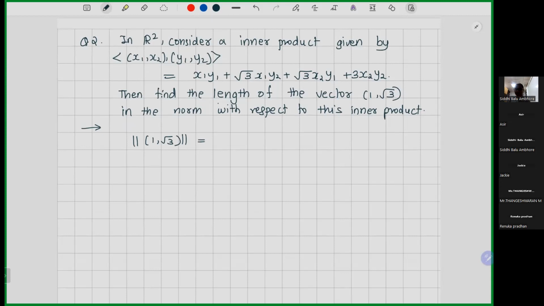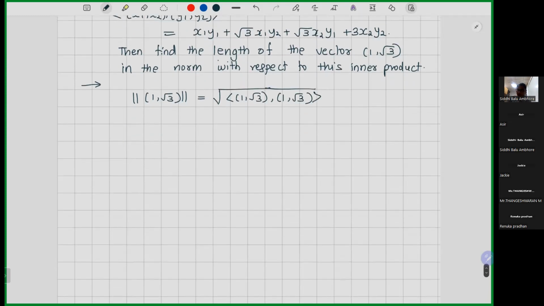They have already said that this is an inner product, so we don't have to check whether this is an inner product or not. It is already given. So this is an inner product and we have to find the length of this vector. Length of this vector means the norm of this vector with respect to this given inner product. Every inner product induces a norm, and this will be the inner product of (1, root 3) with (1, root 3).